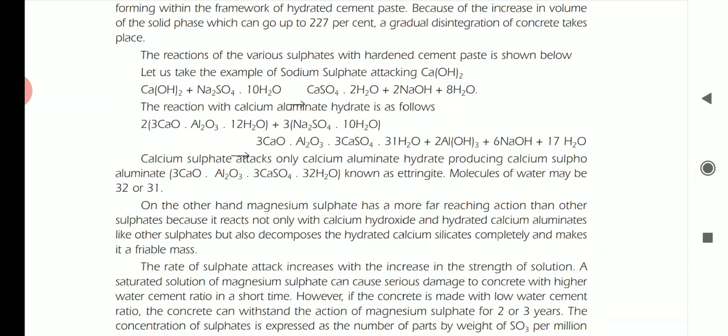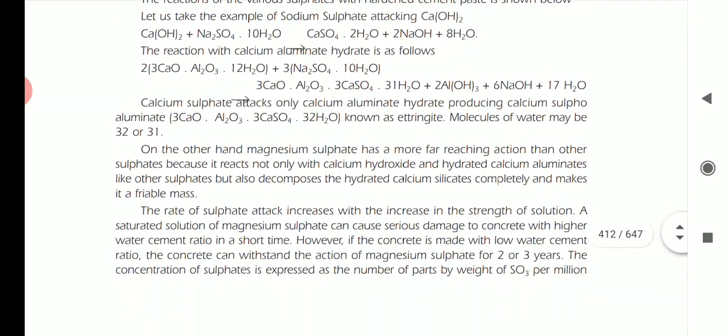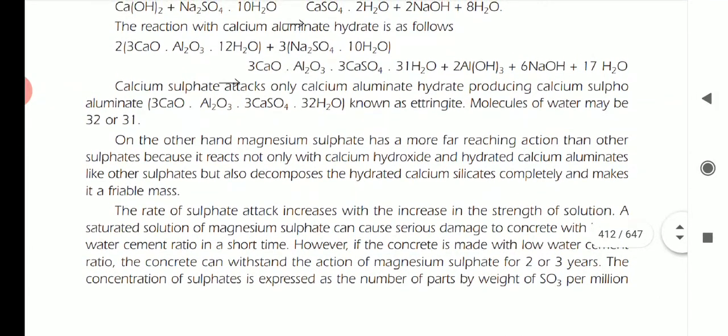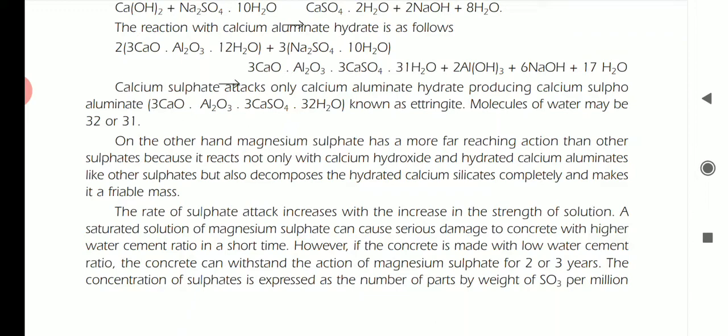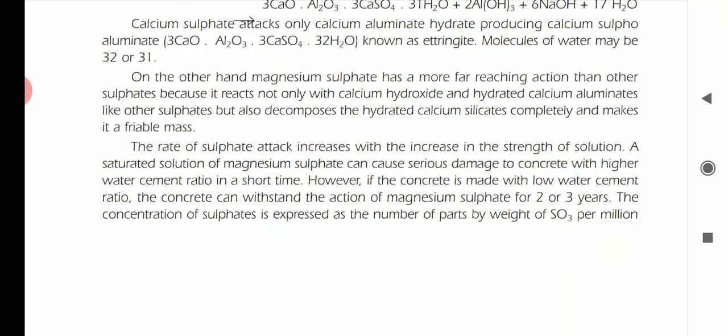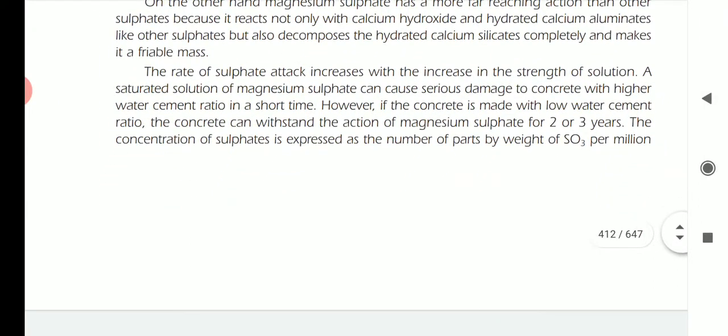On the other hand, magnesium sulfate has a more far-reaching action than the other sulfates, because it reacts not only with the calcium hydroxide and hydrated calcium aluminates like other sulfates, but also decomposes the hydrated calcium silicates completely and makes it a friable mass. Hence, the magnesium sulfate or the sodium sulfate will react with the concrete more and form calcium sulfoaluminate, which causes cracks and volume change in a concrete. The rate of sulfate attack increases with the increase in the strength of a solution.